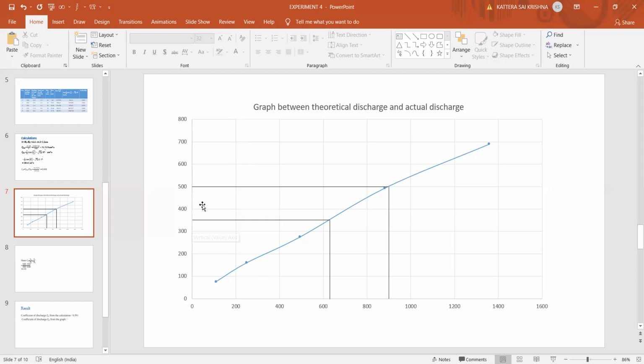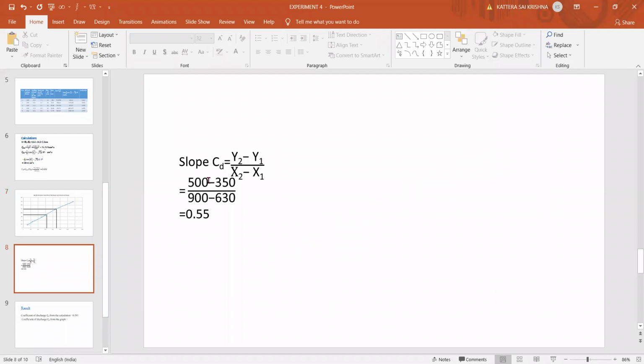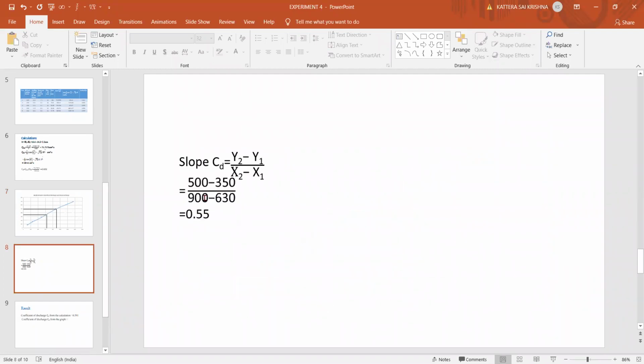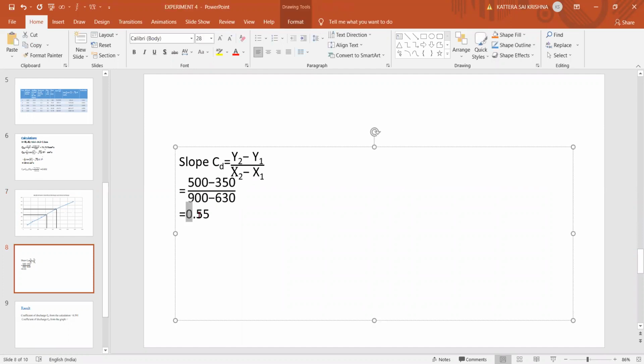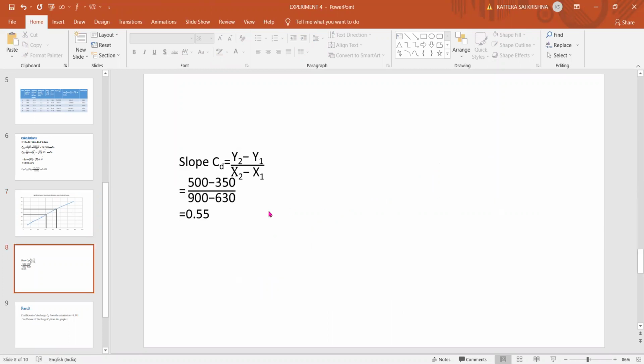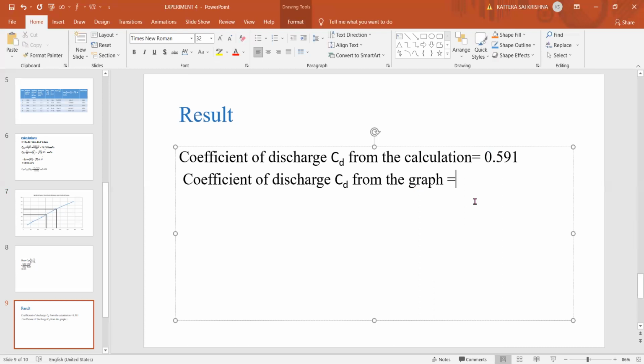The slope formula is y2 minus y1 by x2 minus x1. Here I have written 500 minus 350 divided by x2 minus x1, which I have taken as 900 minus 630. If you see the calculation, you get 0.55. So this is the coefficient of discharge from the graph value, 0.55. It is almost equal to the value you got from the calculation, a slight change, nothing but above 55%.